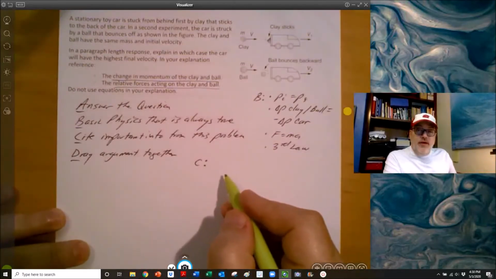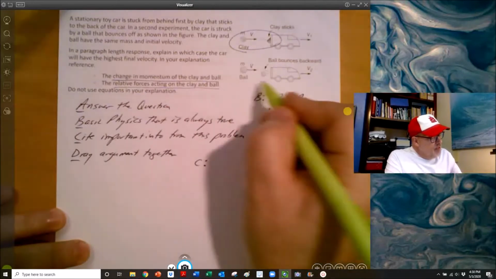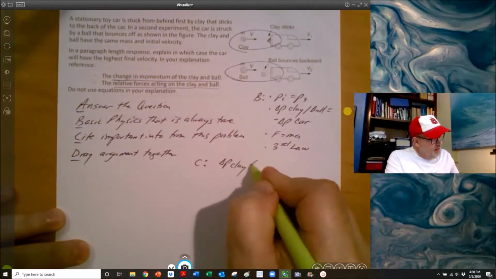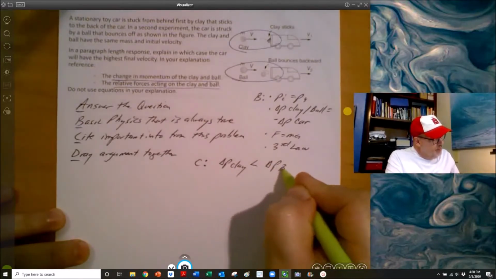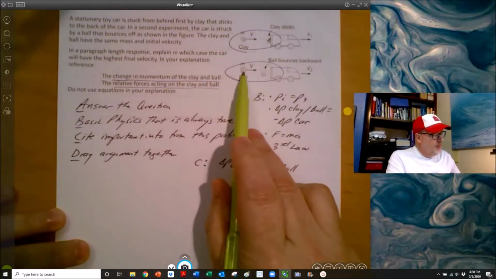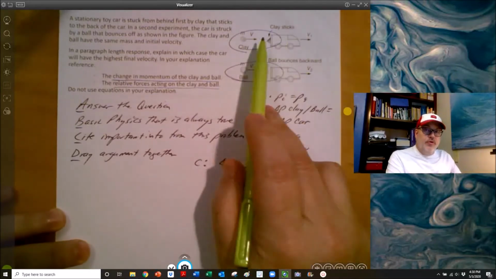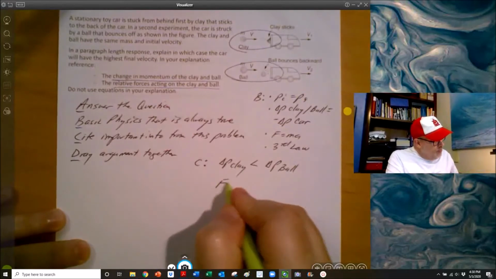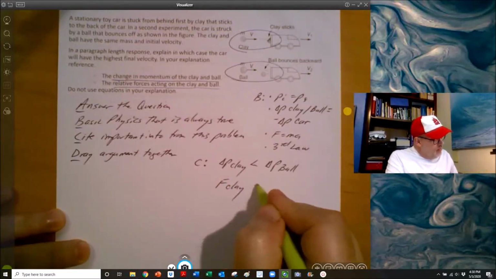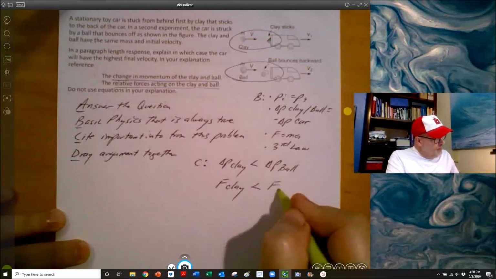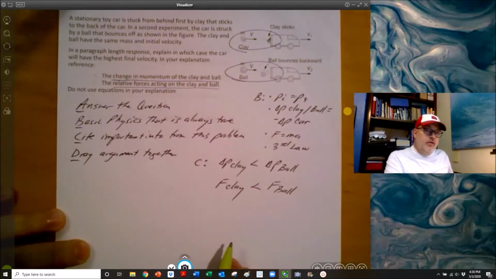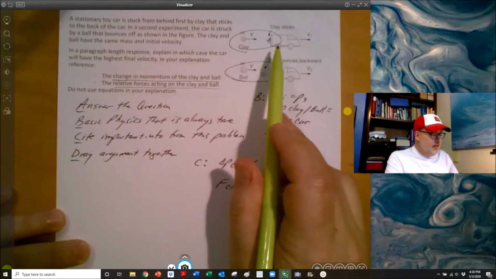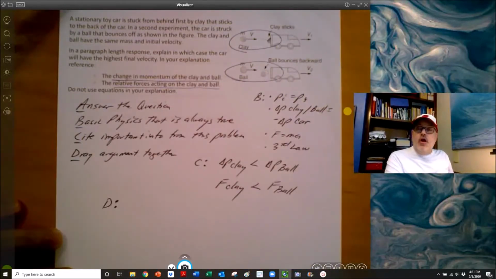So what's critical about this problem? Look at the change in momentum here compared to here. The change in momentum of the clay is less than the change in momentum of the ball. The ball goes forward and then backwards, where the clay simply slows down. Hey, that also means that the force on the clay will be less than the force on the ball, because the ball turns all the way around, so the force will have to be larger than that for the clay. D, draw our argument together.